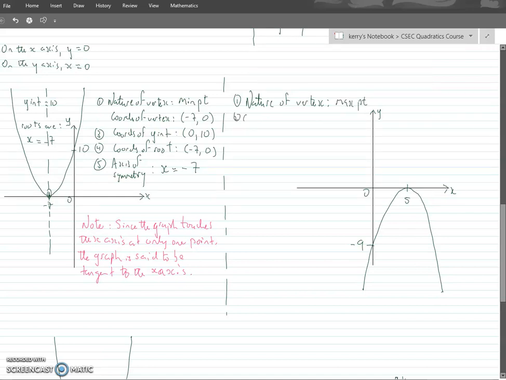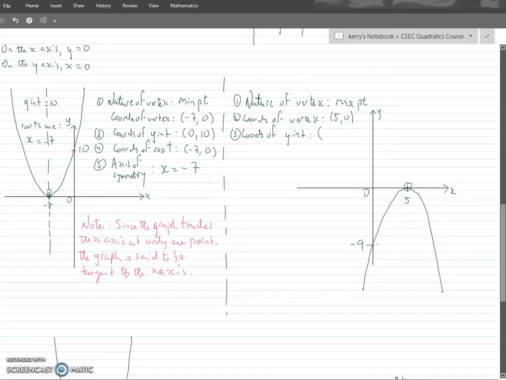The second one, we want the coordinates of the vertex. So the coordinates of the vertex, the highest point, touches here. So this is at x is 5, so the coordinates of the vertex is x is 5, y is 0. So x is 5, y is 0, (5, 0). Good. The third one is the coordinates of the y-intercept. Sorry, y-intercept.